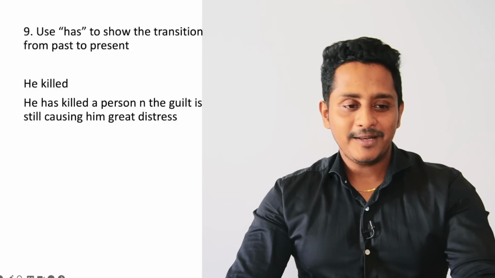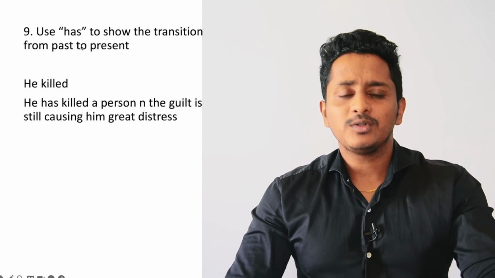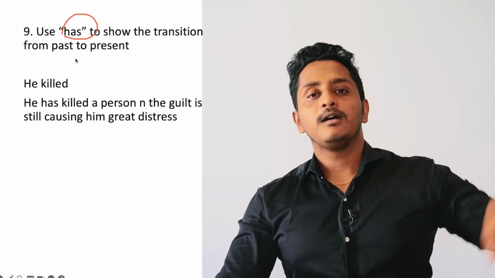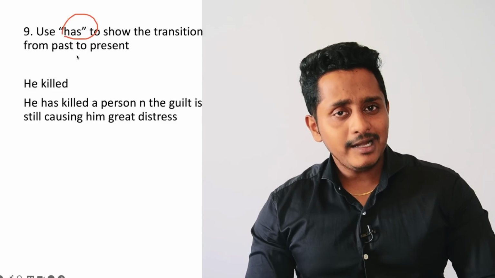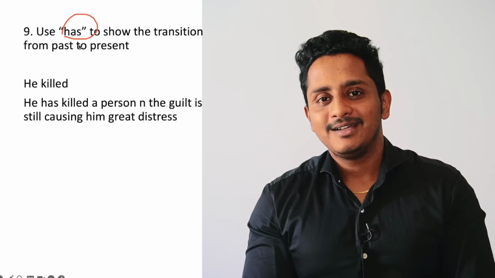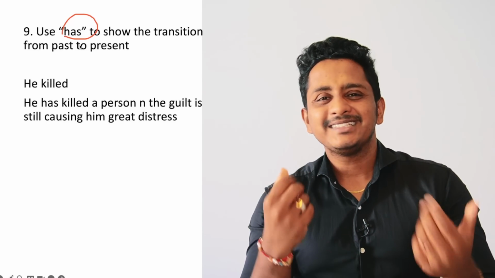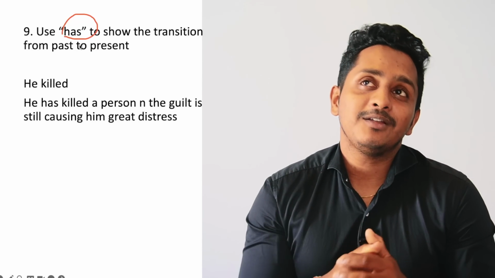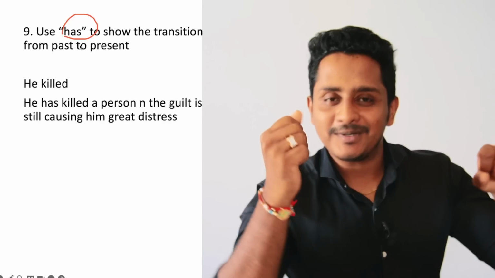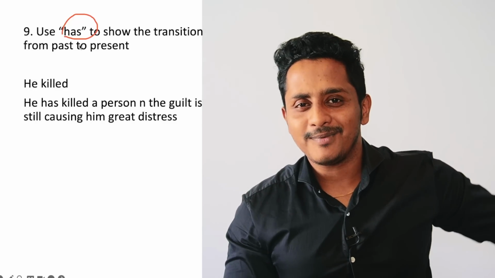So now rule number 9. Use has to show the transition from past to present. That's exactly what I was talking about. He killed. He has killed. He killed and that's over. The person died. This person has no guilt. But he has killed someone means half an hour ago he killed, still the effect is there, he is feeling sad, he is feeling nervous, what if I am caught? Has killed means happened in the past but having the effect in the present. Killed means happened in the past, no effect in the present, it finished in the past only.